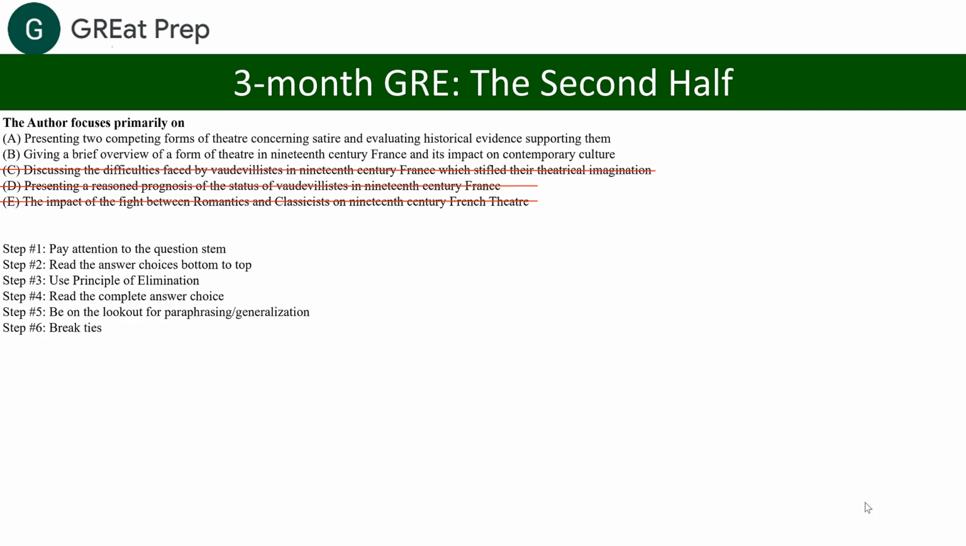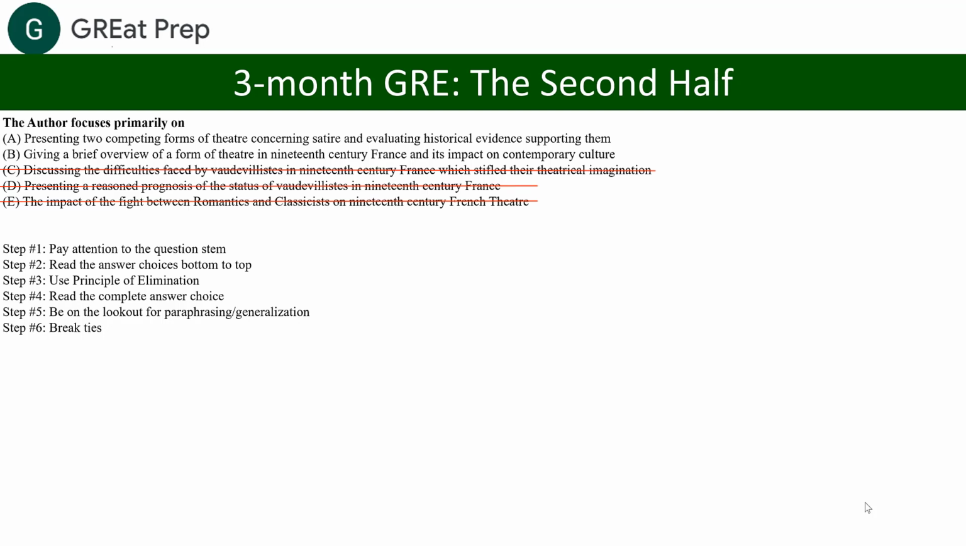This looks tempting, right? If you had stopped at answer B and moved on, potentially you could be in trouble because answer A does sound tempting, right? But if you really think about it, two competing forms of theater is not the primary focus of the author. So this goes back to the question stem, right? The author does talk about romantics, he does talk about classicists, and potentially he or she is alluding to competing forms of theater, but that is not the primary focus.